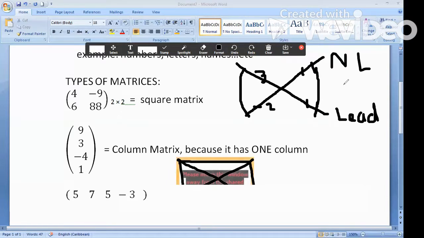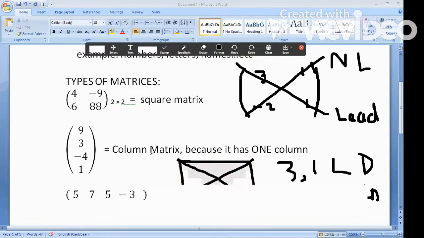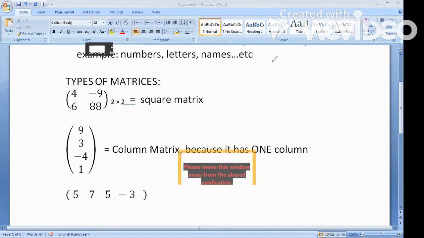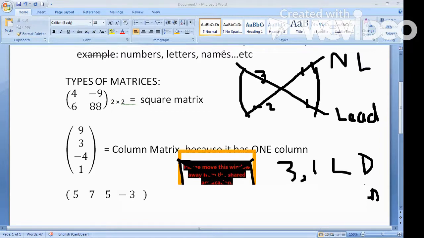You follow now? Yes, sir. So 3 and, I believe, 1 is called the leading diagonal, and -2 and 1 is the non-leading diagonal. Anybody lost a while ago? Yes, sir. All right, go ahead. Continue. Tell me when you're through, please.